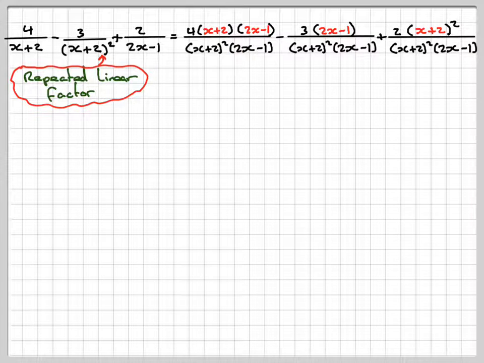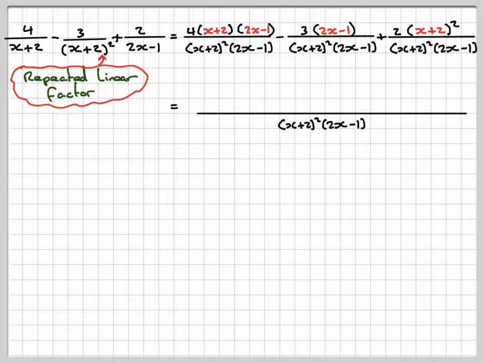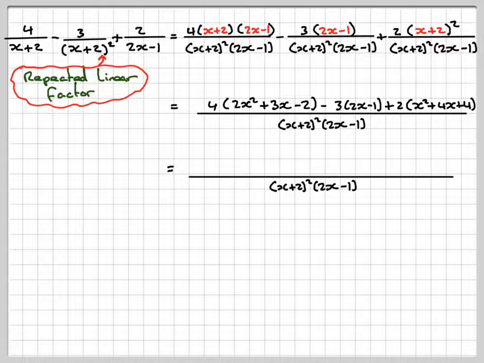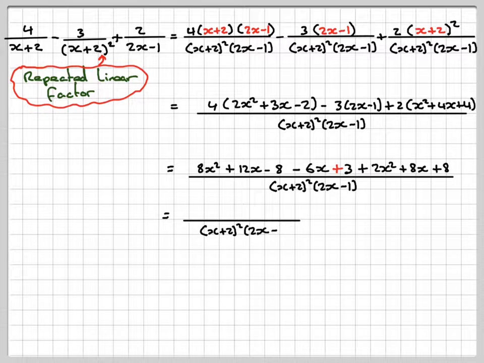So expanding the bit in brackets here, we leave the same denominator, so we get 4, (2x squared, x times 2x, minus x plus 4), which is 2x squared plus 3x minus 2. We've got a minus 3(2x minus 1), plus if we expand (x plus 2) squared, we get x squared plus 4x plus 4. Taking those numbers in now, just doing it bit by bit, we're going to get 8x squared plus 12x minus 8, minus 6x plus 3, so I've changed the sign there, plus 2x squared plus 8x plus 8, and then collecting up like terms.